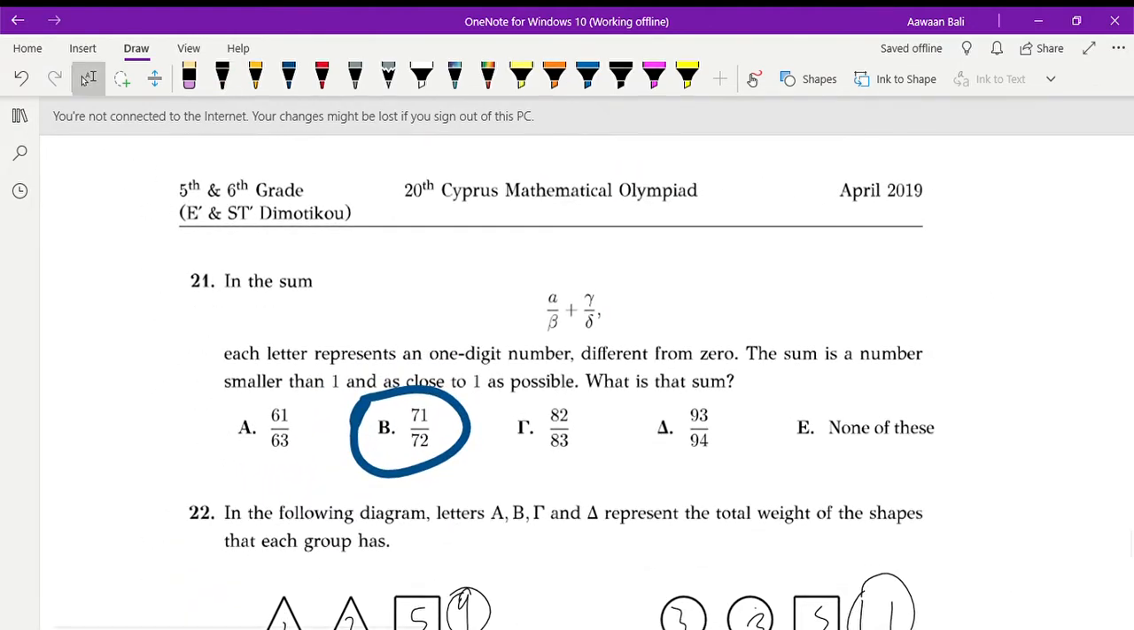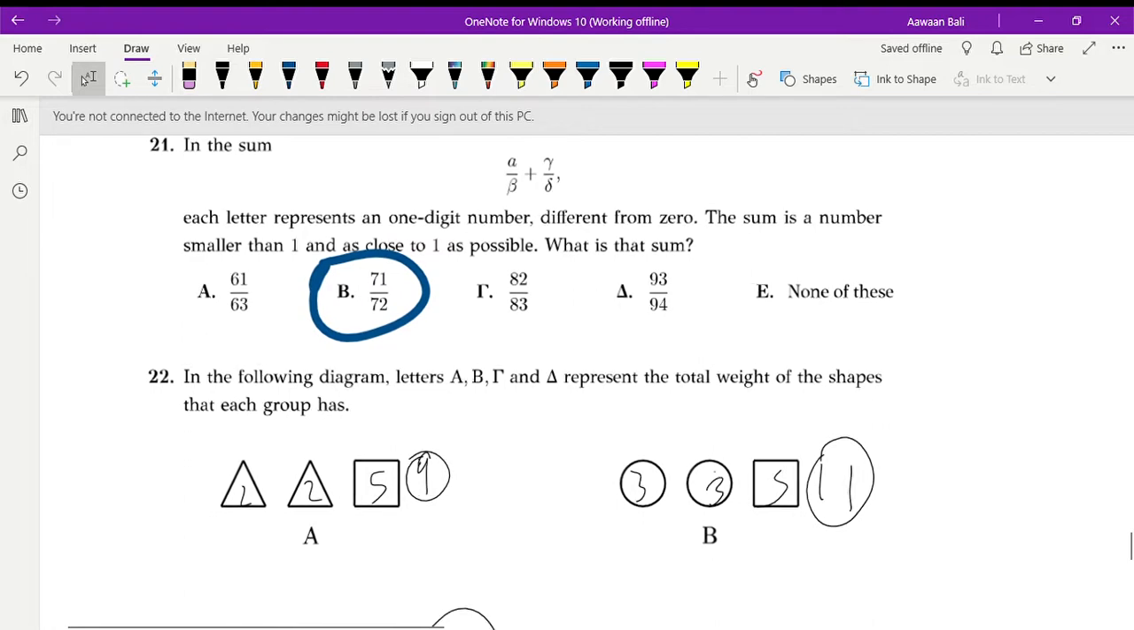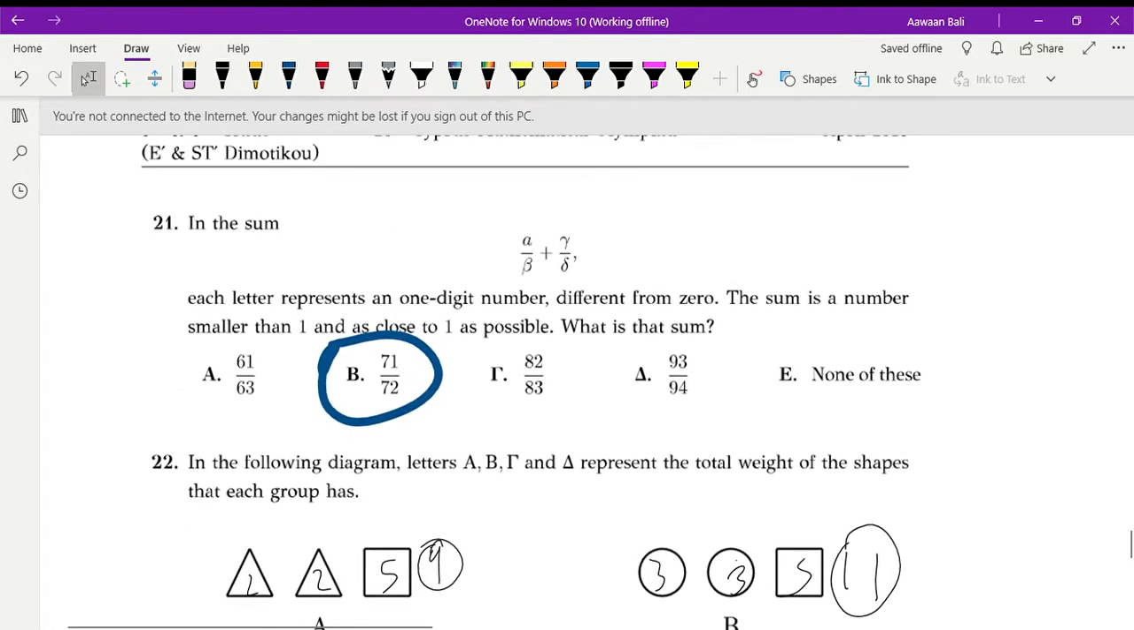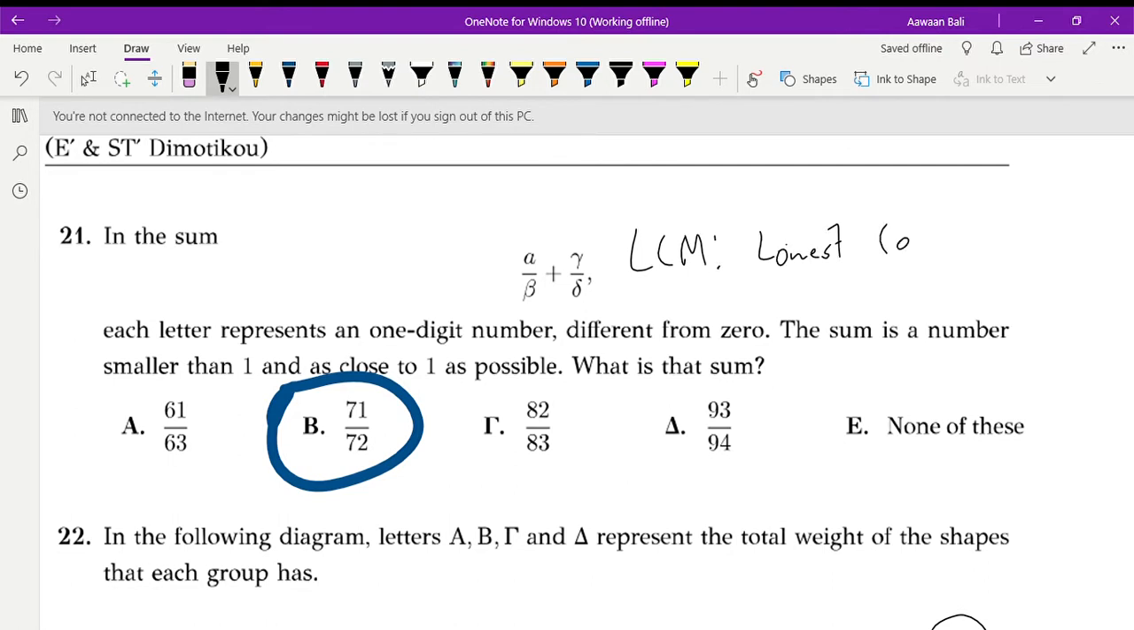Question number 21. In the sum, each letter represents a 1-digit number different from 0. The sum is a number smaller than 1, as close to 1 as possible. What is that sum? Okay, so that means when you're adding, you always have to take the LCM, standing for lowest common multiple. Let me just write that.